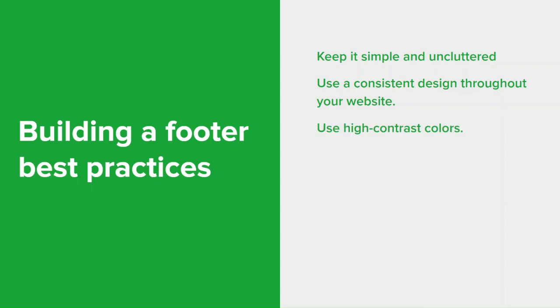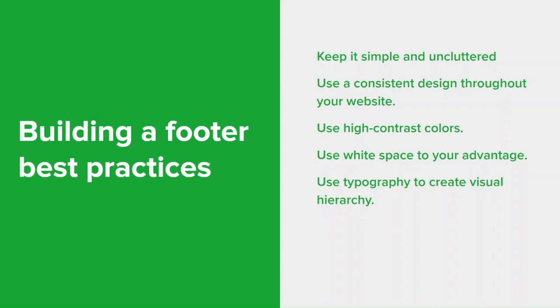This includes high contrast colors as well to make sure that your footer is easy to read. Also use whitespace to your advantage. Whitespace can help create a sense of order and make your footer easier to read as well. And use typography to create visual hierarchy. As you've seen, we used headings to organize the links and the social media links as well to create a differentiation between that. It's just easier to highlight important information and highlight differences between information as well.